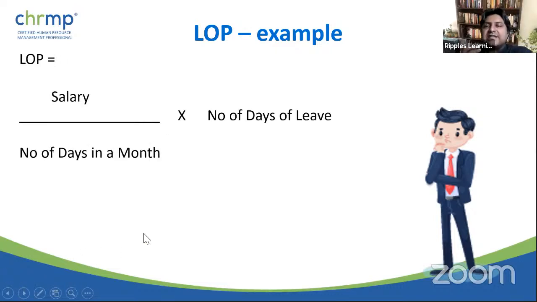LOP, loss of pay, is the total salary divided by the number of days in a month, which is 28, 29, 30, or 31 depending on the month and the year, multiplied by the number of days of leave taken. So it would be 10,000 divided by, let's say we are talking about October, October is 31 days. So 10,000 divided by 31, multiplied by 3, if 3 days of leave is taken.